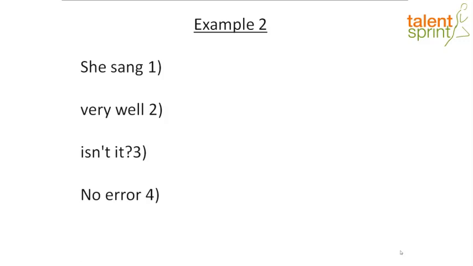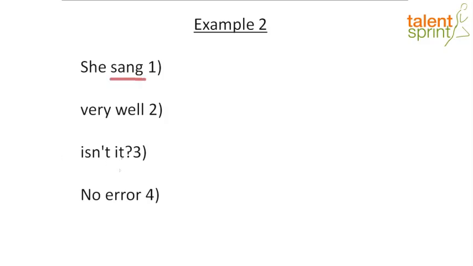Now if you notice, I have the subject, but I don't have any helping verb. It doesn't say she did sing very well. I have the verb sang, the past tense verb, the second form, not the base verb. But she sang very well, and then again it says, isn't it? Remember I said if there are no helping verbs, then you automatically fall on the helping verb do. So she sang very well.